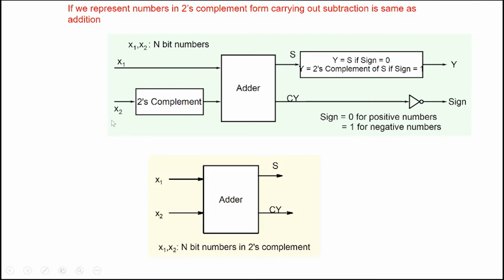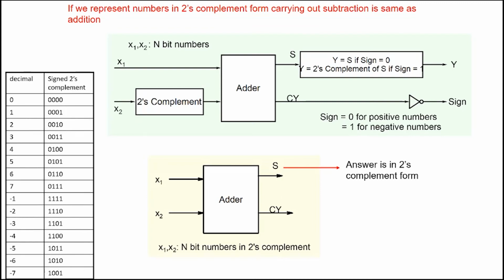So you don't need a separate block. What we are saying is that x2 is available in the 2's complement form. So x2 is a negative number and is available in 2's complement form. x1 is a positive number available in 2's complement form. And so if you work with 2's complement, then the adder circuit itself will do addition, subtraction, whatever. Addition and subtraction are the same thing here. The answer also you will get in 2's complement form. Okay. So this is the 2's complement part.